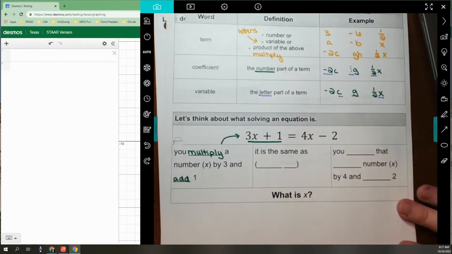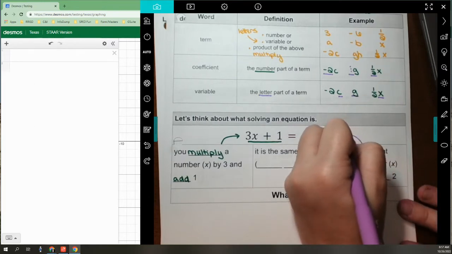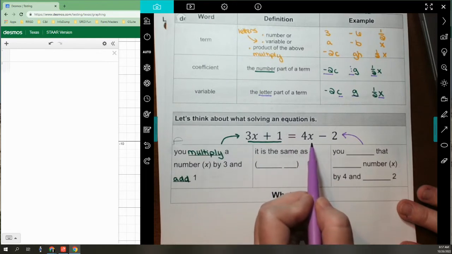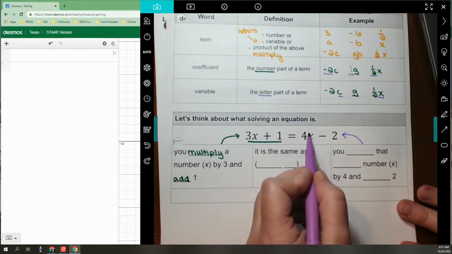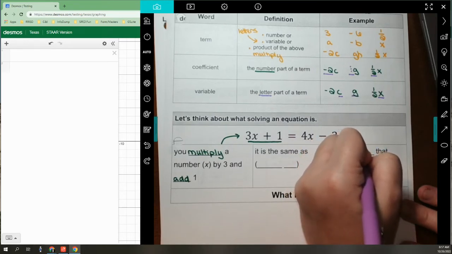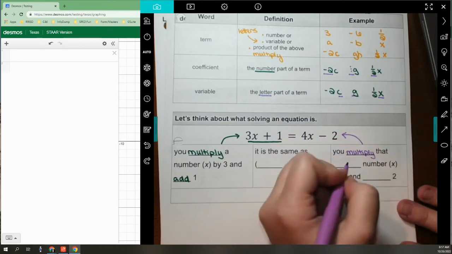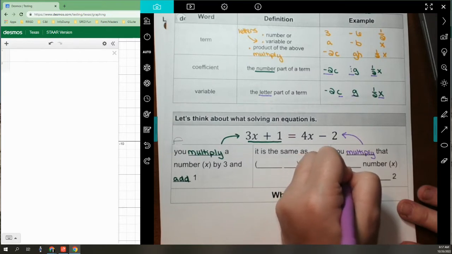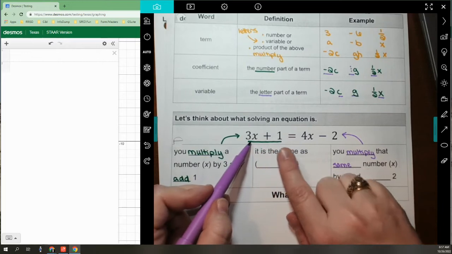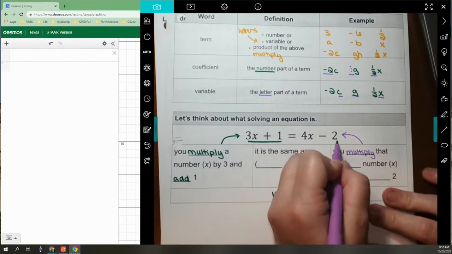Okay, we are going to skip to the other side of the equation where we have 4x minus 2. So now we have 4x. Again, let's look at our variable. You multiply that same number, x. So x over here is going to equal the same as x over here.